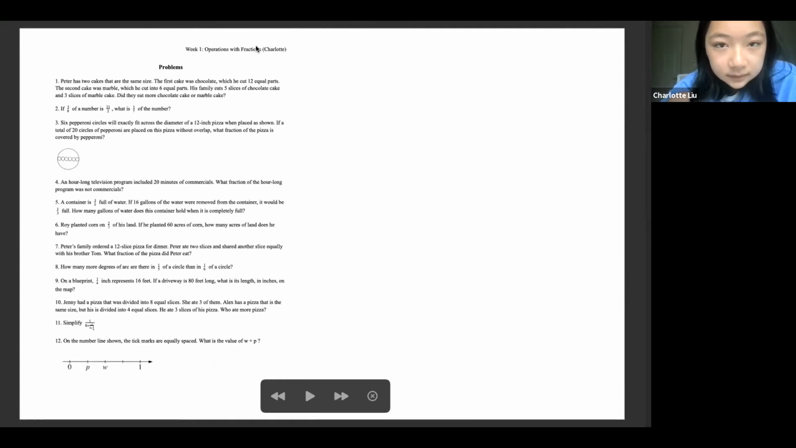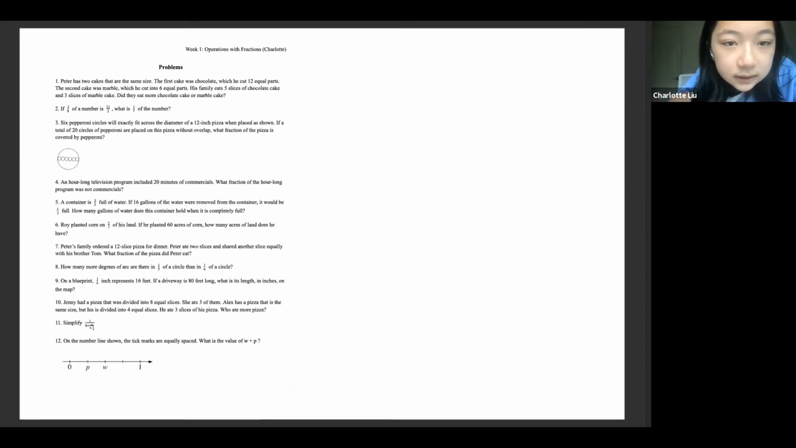Okay, so here you go. So the first question. Peter has 2 cakes that are the same size. The first cake was chocolate, which he cut into 12 equal parts. The second cake was marble, which he cut into 6 equal parts. His family eats 5 slices of chocolate cake and 3 slices of marble cake. Did they eat more chocolate cake or marble cake?